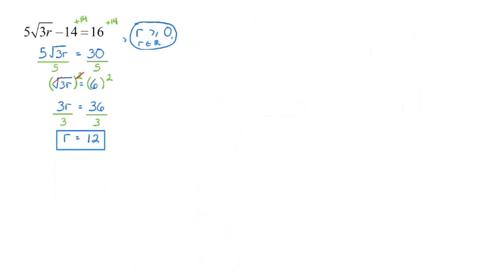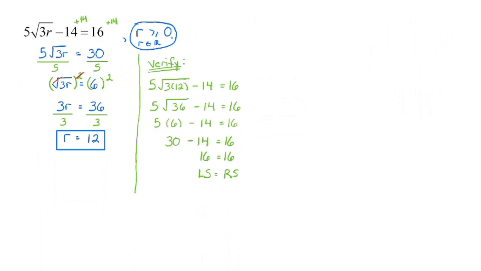Now, check that against the restriction. r has to be greater than or equal to 0. So 12 is greater than 0, so that's good. And then we're going to verify this. We're going to take 12 and substitute it back in the place of that r, and then we're going to work this out to see, does the left side equal the right side? And because it does, that means we have one solution. It is going to be 12.